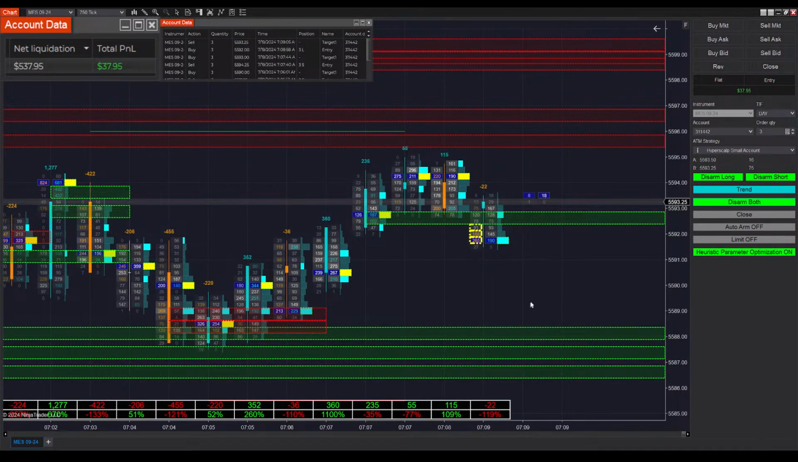We ended up winning that one, up to 37.95 now. Starting to make some progress. You can see these small gains are starting to add up.